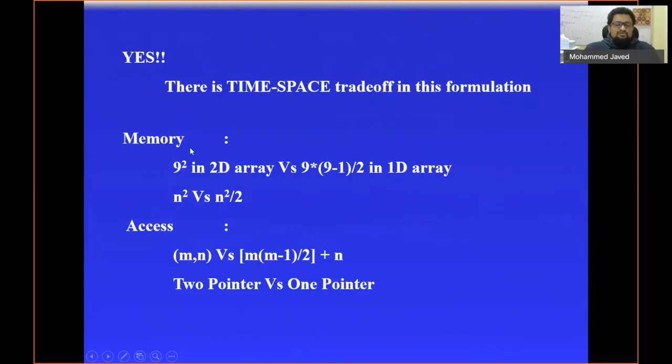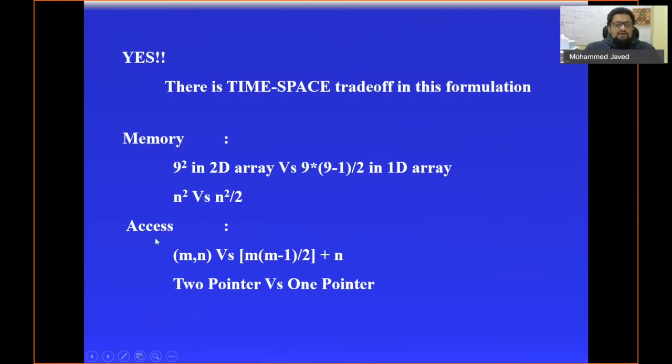For example, if you represent it using a 2D array, then you require 9 into 9, which is 9 square, 81 locations. Whereas in the case of a 1D array representation, we require 9 into (9 minus 1) divided by 2. So we require a lesser number of locations. The array size gets reduced here, and it is a 1D array. So it is n square versus n square divided by 2.